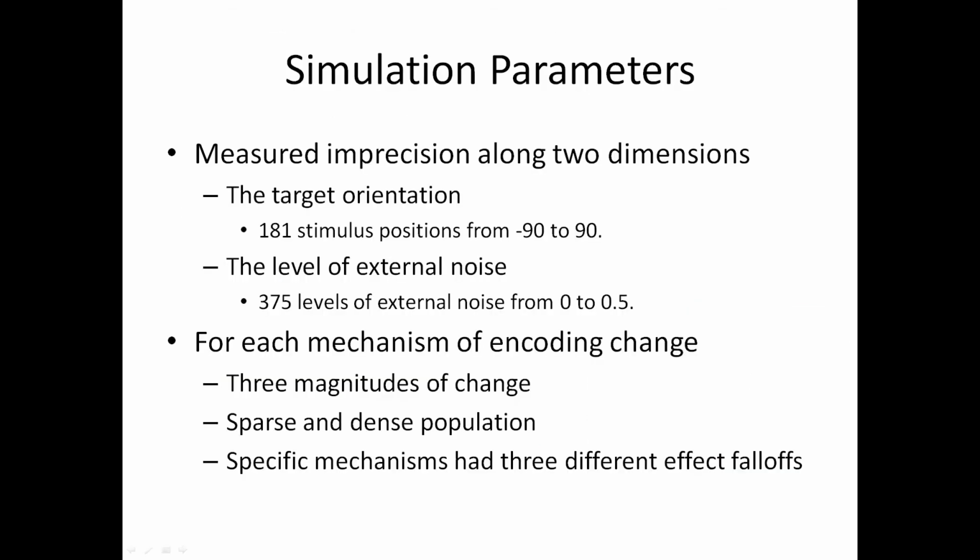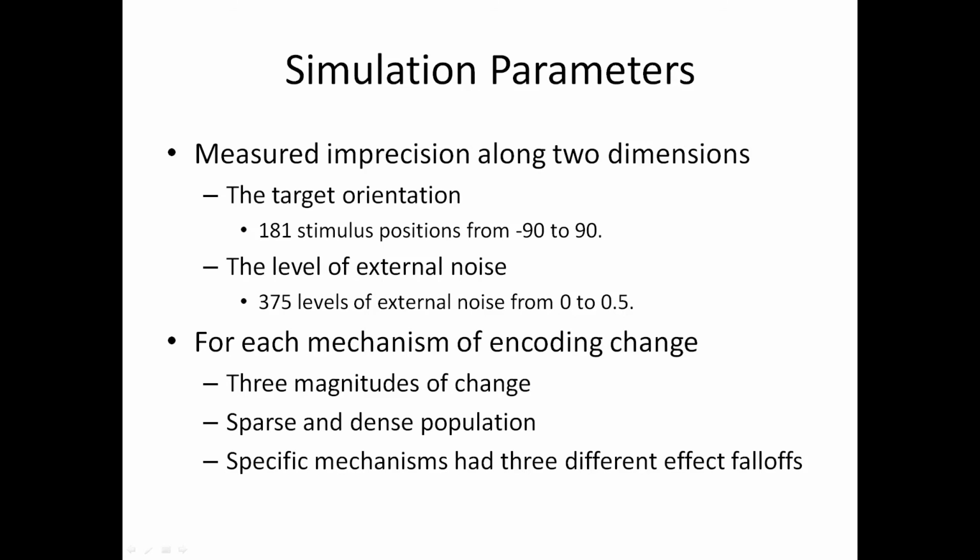We measured imprecision, again equivalent to thresholds, along 2 dimensions. The target orientation consisted of 181 stimulus positions from -90 to 90. The level of external noise consisted of 375 levels of external noise from 0 to 0.5.